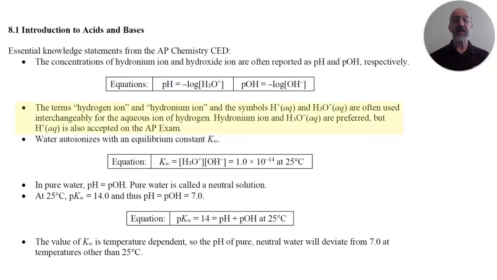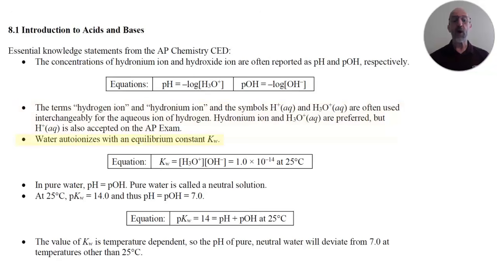The terms hydrogen ion and hydronium ion and the symbols H+ and H3O+ are often used interchangeably for the aqueous ion of hydrogen. Hydronium ion and H3O+ are preferred, but H+ is also accepted on the AP exam.